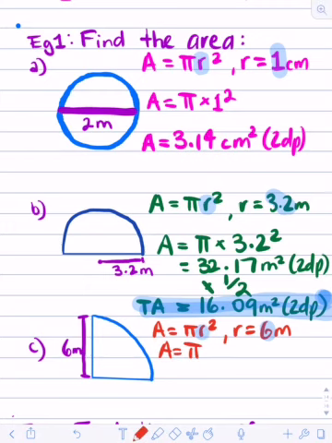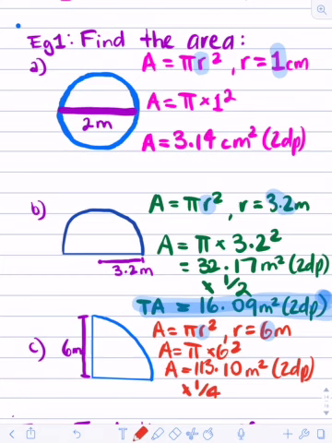Area equals pi times 6 squared. Pi times 6 squared equals 113. Area equals 113.10 meters squared, 2 dp. But again, here we only have a quarter of a circle, so we're going to multiply this by a quarter or divide it by 4.